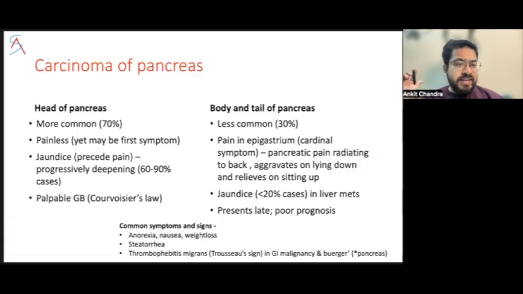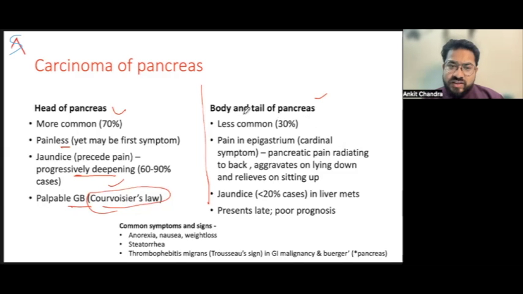The next slide is where you have to differentiate between carcinoma of the head of the pancreas and of the body and tail. As I already told, the head of the pancreas is more prone to carcinoma. Mostly it will be painless, but in the later stage it might be painful, and the patient might come with pain as the first symptom, but very rarely. Mostly jaundice will be there, which will be progressively deepening, and it will have a palpable gallbladder. We will talk about this Courvoisier's law in the upcoming slides.